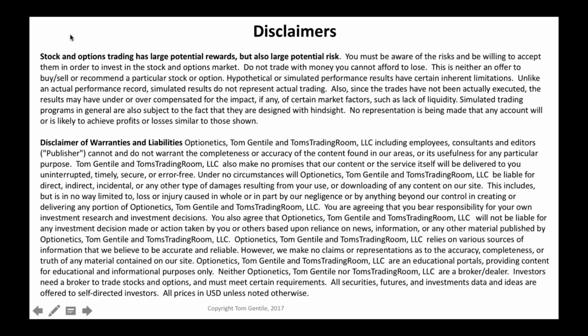A couple of pieces that I want to point out to you. First of all, stock and options trading has large potential rewards, but also large potential risk. The other big piece, and we do this at every webinar: myself and everyone associated with Tom's Trading Room, Optionetics, including Christina Nugent, Jay Harris, and others, we are here as your educators. We're here to educate you on how to trade alternative pieces of the market, including options. Now, we're not your broker. We don't offer you specific or personalized investment services. You need a broker to trade with. You must meet certain requirements. And everything we're going to talk about tonight is in US dollars unless noted otherwise.